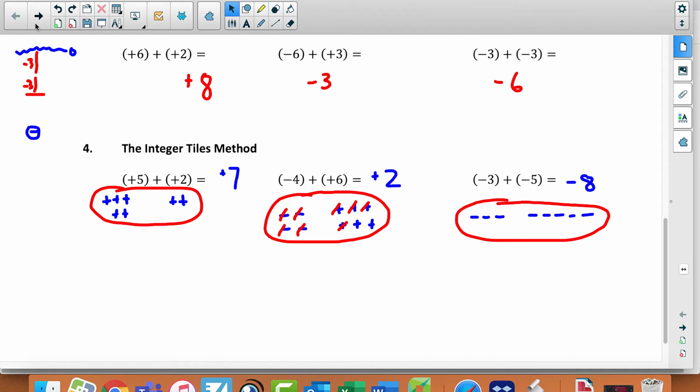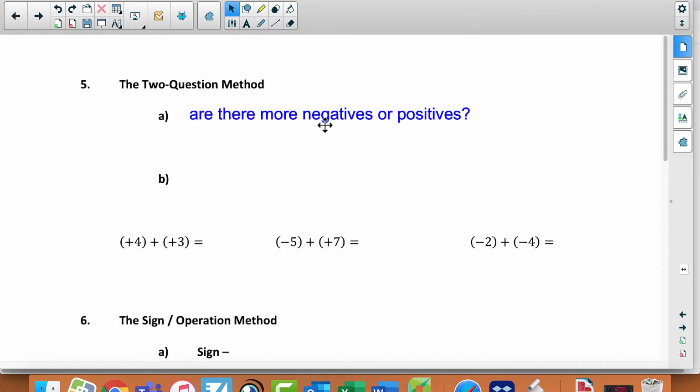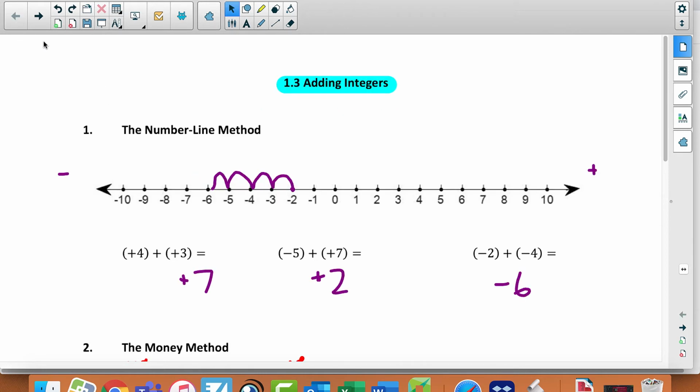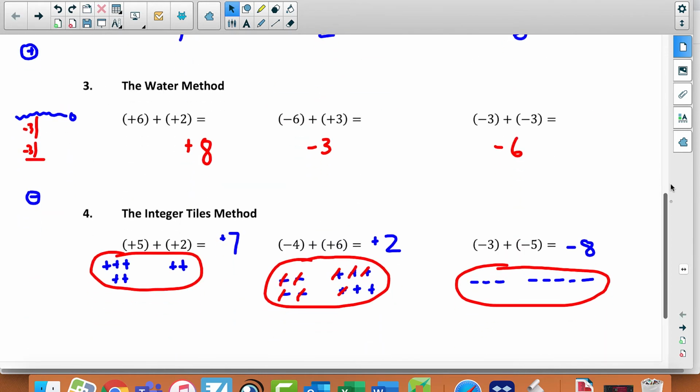So by asking that question, what do you have more of, negatives or positives? It will give you the sign of the answer. Then the second question is, how many more are there? So if we go back here again, let's start with the middle one this time.